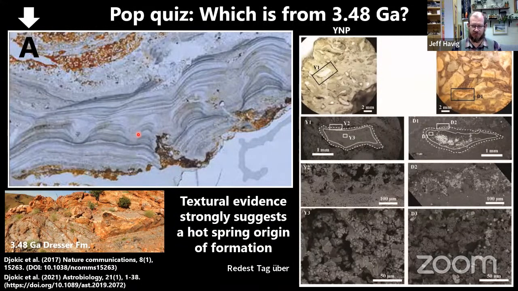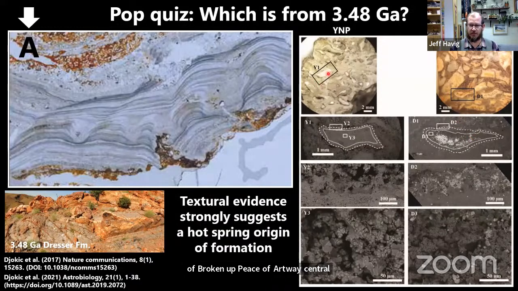And a lot of this textural information, and so this figure on the right is a sample from Norris Geyser Basin that incorporates a bunch of broken up pieces of hot spring sinter that have accumulated into a lag deposit, and then a similar deposit from the Dresser Formation. And this really blew my mind.